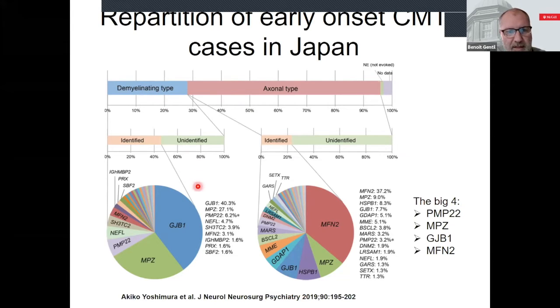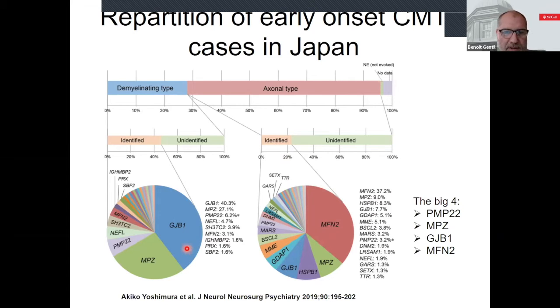But I will let Dr. Massey speak about this form. And you have an axonal type here. And for the axonal type, now if you look at the screen, the genetic screen inside this cohort, you will see these different genes here, and the repartition of these genes according to the population. As you can see, there's mainly MFN2 for the axonal neuropathy.